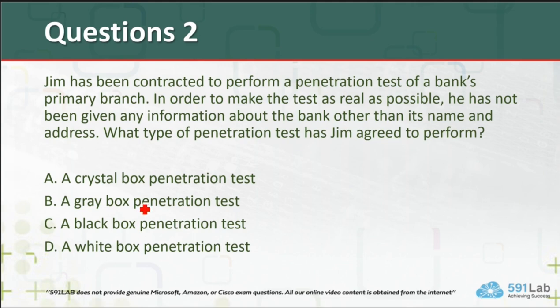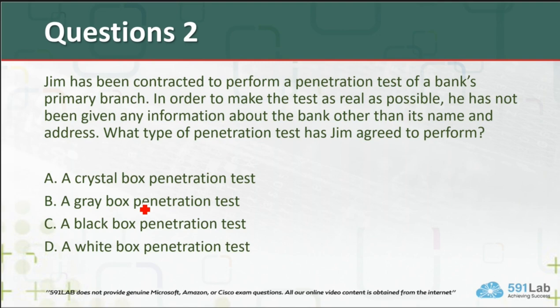So question number 2, Jim has been contracted to perform a penetration test of a bank's primary branch. In order to make the test as real as possible, he has not been given any information about the bank other than its name and address. What type of penetration test has Jim agreed to perform? Is it a crystal box penetration test? Is it a gray box penetration test? Is it a black box penetration test? Or is it a white box penetration test?